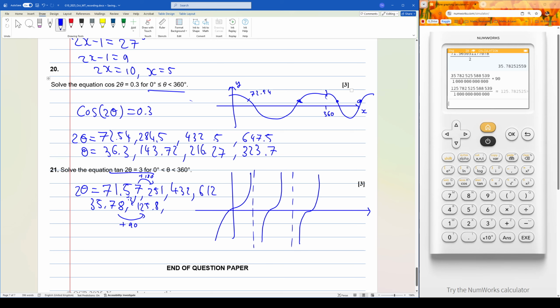I do love the calculator when it starts giving me these just unbelievably accurate answers. I do really appreciate it. 215.5. 0.8, and one more, 305.8.